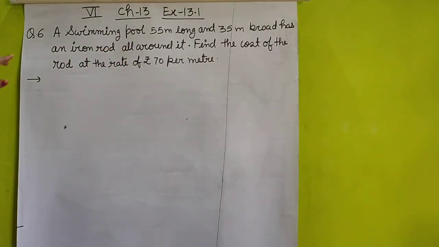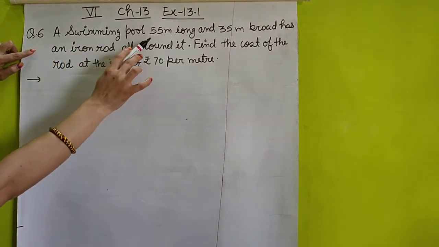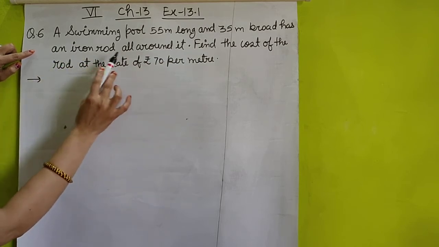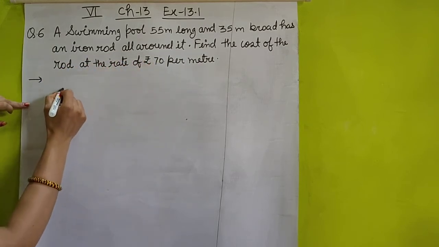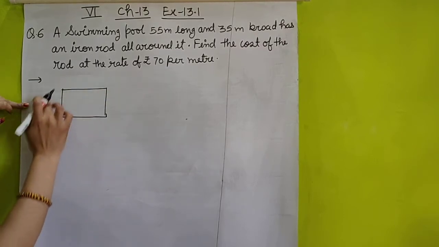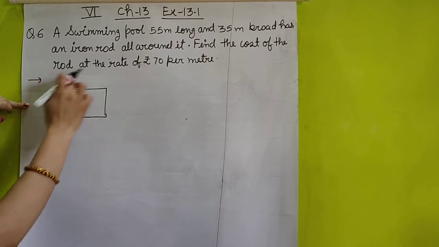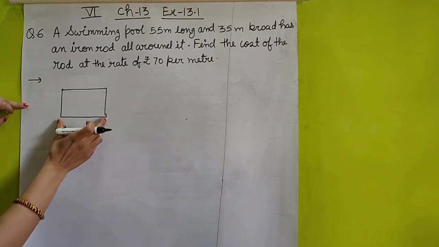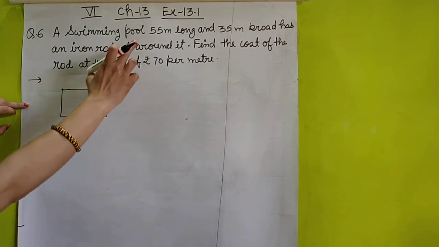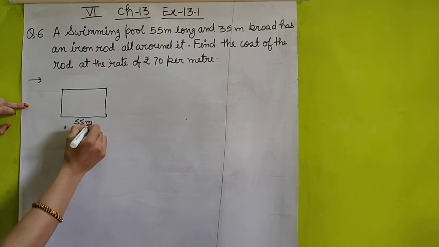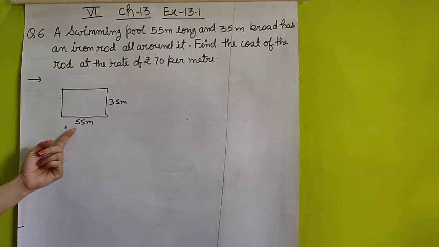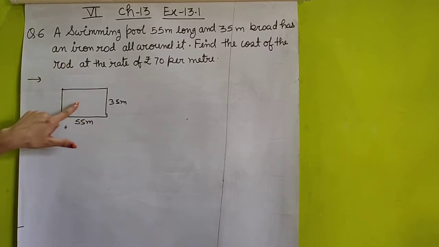Students, your question number 6 is: a swimming pool 55 meter long and 35 meter broad has an iron rod all around it. It means this is the swimming pool and it has an iron rod all around it. All around it means the length of the iron rod will be the perimeter of the given shape. This is 55 meter long and 35 meter broad, so the sides are different. It is length, it is breadth.